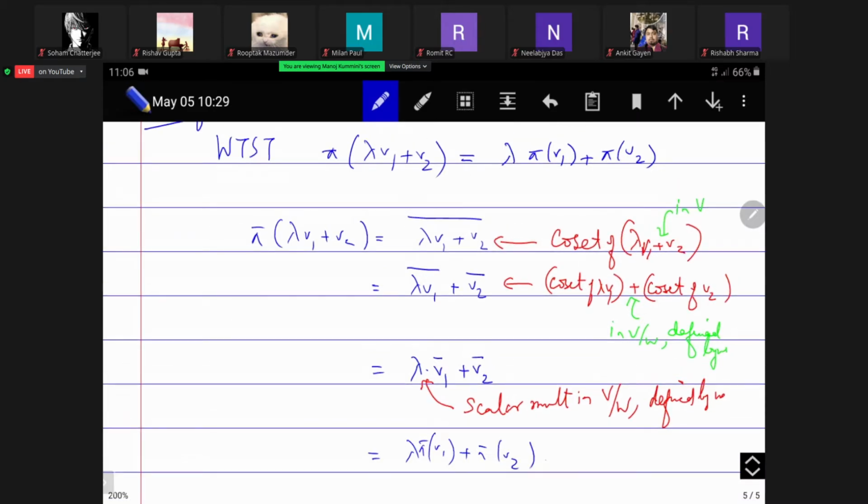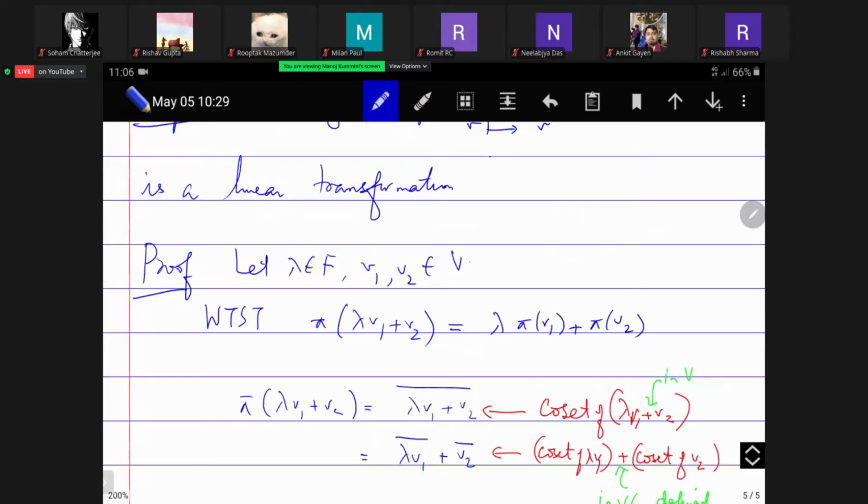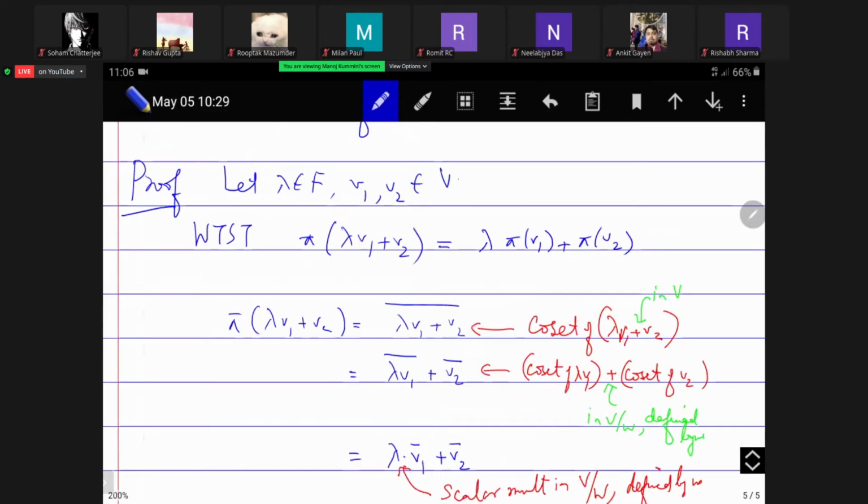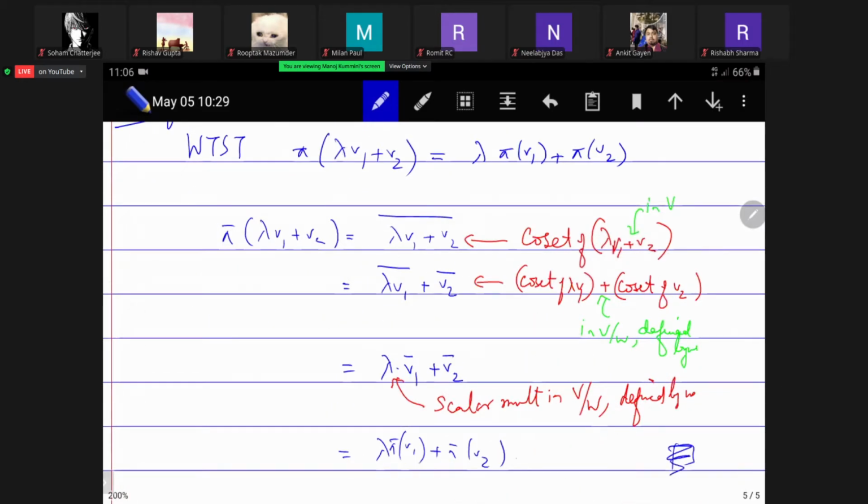So this V mod W can be given, in a natural way, a vector space structure. And moreover, once we give this structure, the map from V to V mod W, in which a vector is sent to the equivalence class containing it, is a linear transformation. So this is exactly analogous to the way we have worked with groups.